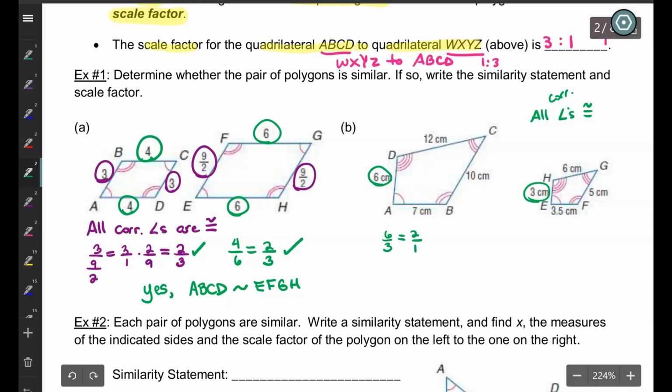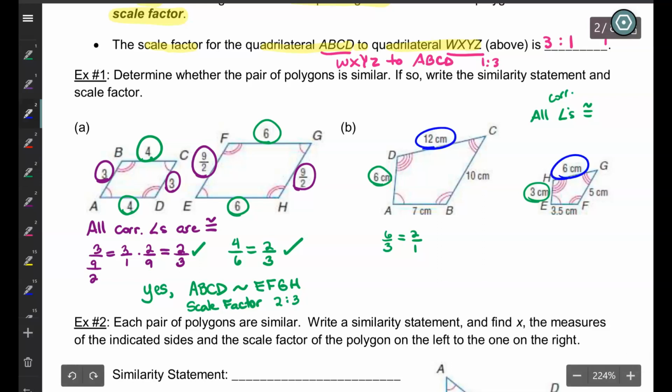Oh, and I just realized, I'm sorry, I forgot to put the scale factor on the last one. Let me go back here real quickly. The scale factor is going to be 2:3. Just make sure when you're writing the scale factor, it's in the order that we write the similarity statement. I listed ABCD first. That's the smaller one, so that's 2:3. Okay, sorry about that. Now back to this other one. So we did 6/3, so that's 2:1.